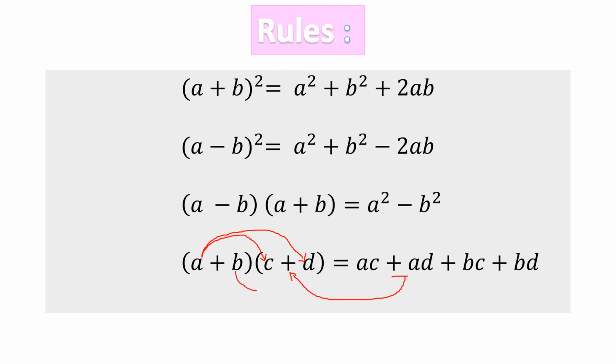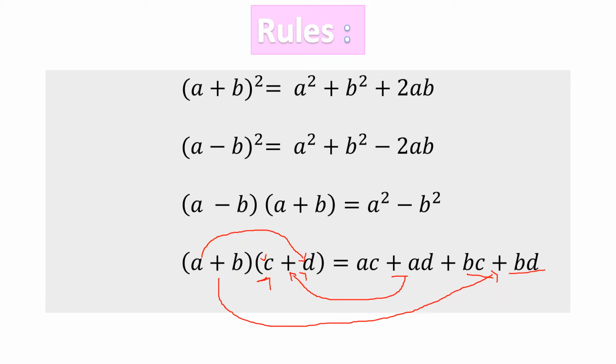Now next is again the same procedure. You take the second element and you multiply it with the first one of the second bracket, and you take the second element and you multiply it with the second one of the second bracket. And where does this plus sign go? This plus sign goes to this side, right? So that is what we're going to use. Now look, b into c gives us bc here, and b into d gives us bd here, right? So that is how we open the bracket.